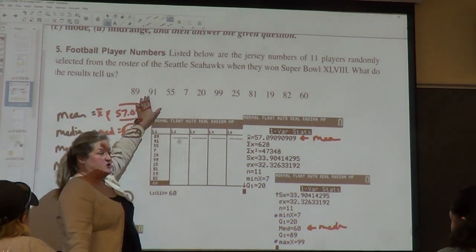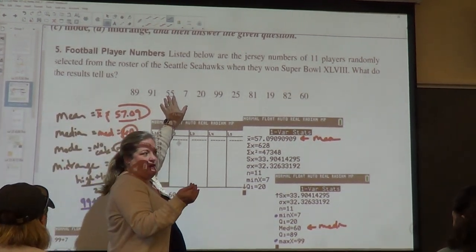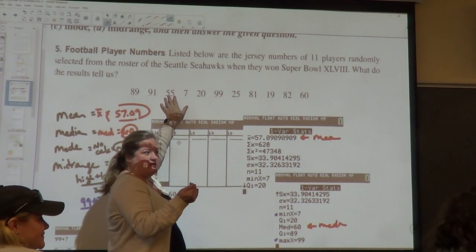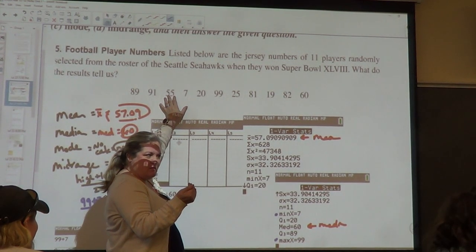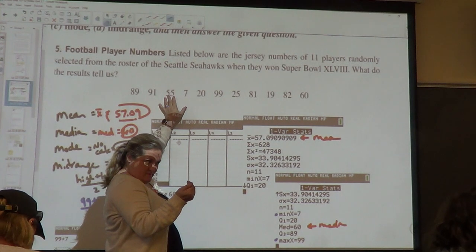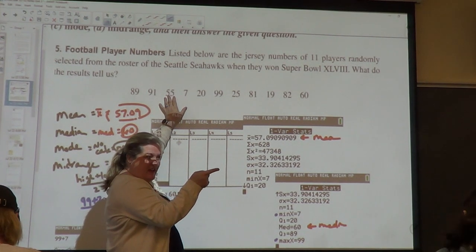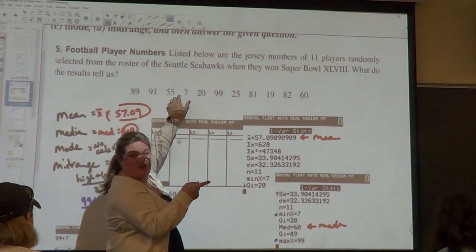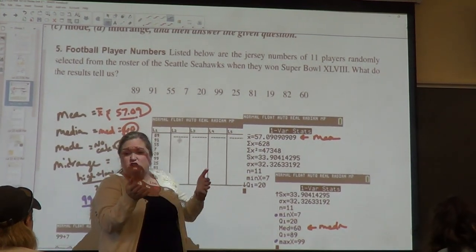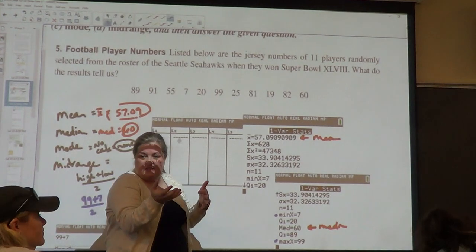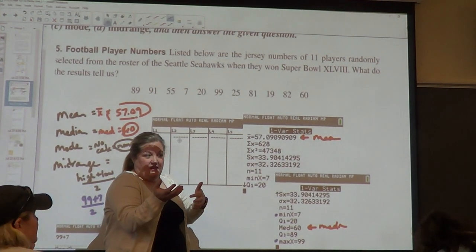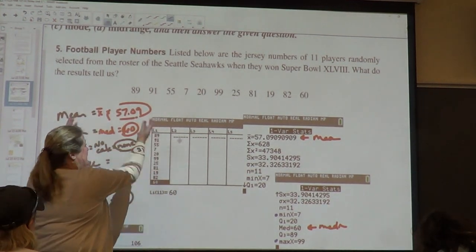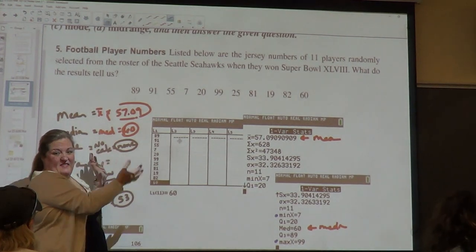Because jersey numbers, are they numbers, Brian? No. Jersey numbers, are they numbers? No, they're people, right? They're names. So these are really not numbers. These are names. So we can't do math on numbers, even though we did. So these answers don't mean anything.